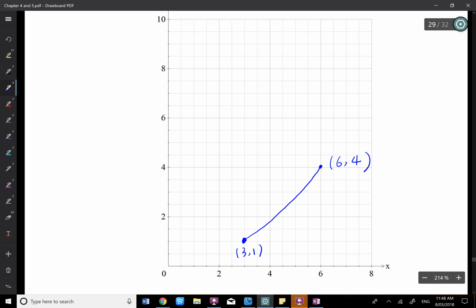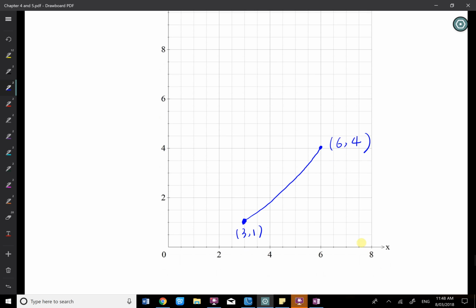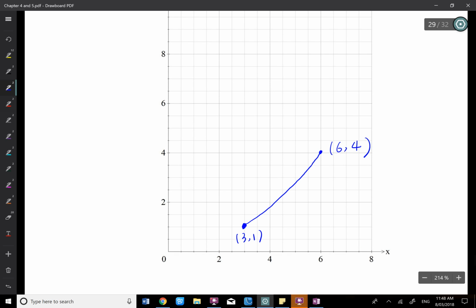Okay, that should be what the graph looks like. You need to care about the endpoint. We sub 3 in, that's 1. We sub 6 in, that's 4. So you have (3, 1) and (6, 4). If you extend it, the graph looks like this. So that's the full graph, but I only want the part from 3 to 6.